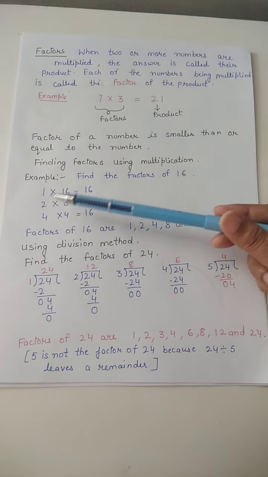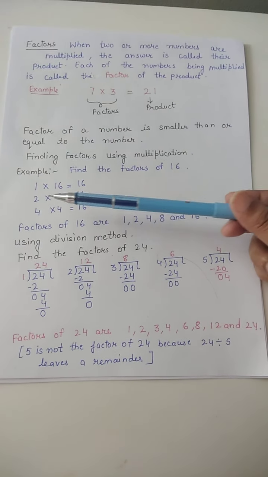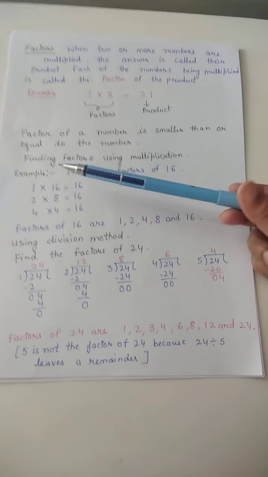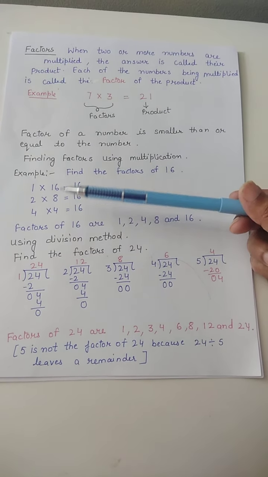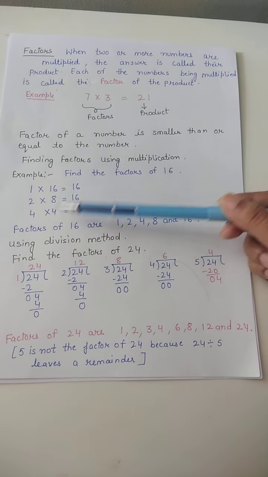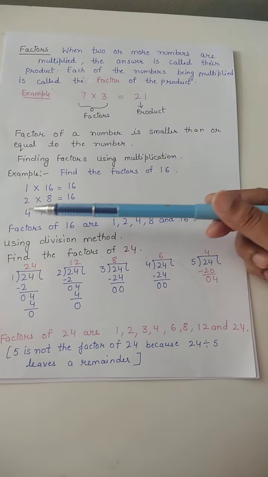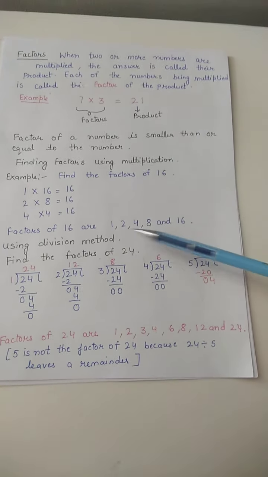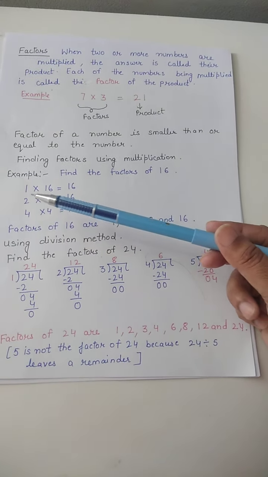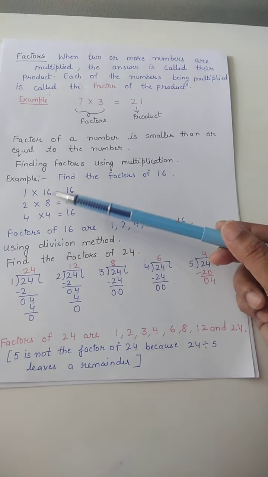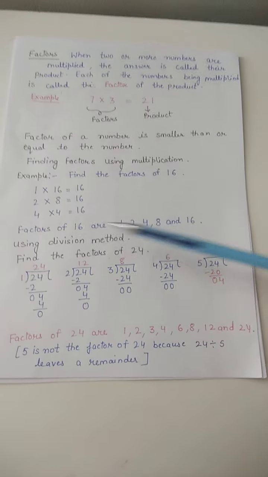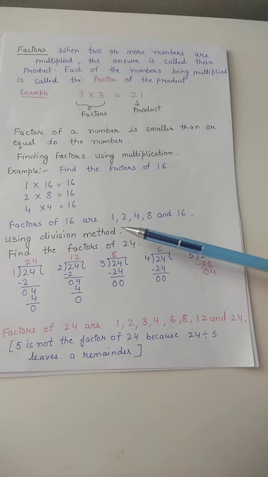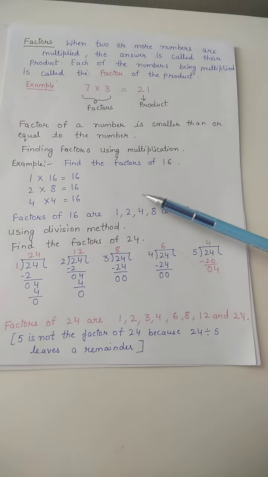Firstly, 1 multiplied by 16, what will come? 16. 2 8s are 16, 4 4s are 16, right? No other number is there by which 16 comes. So the numbers here, like 1, 16, 2, 8, 4 and 4, these are all the factors of 16. So how do we write it? Factors of 16 are, starting from the smaller number, 1, 2, 4, 8 and 16, right? Here 4 is coming 2 times, but 4 is 4 only. We do not need to write 4 two times. So 1, 2, 4, 8 and 16 are the factors of 16.